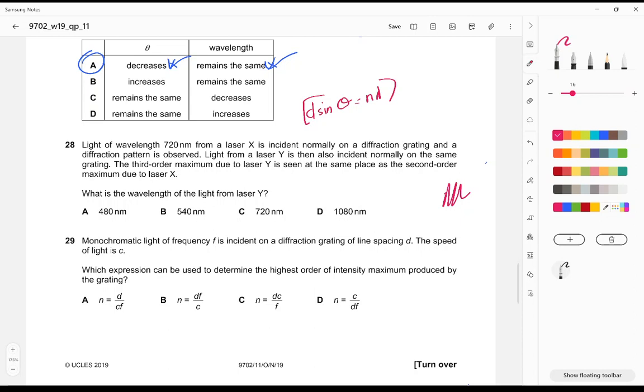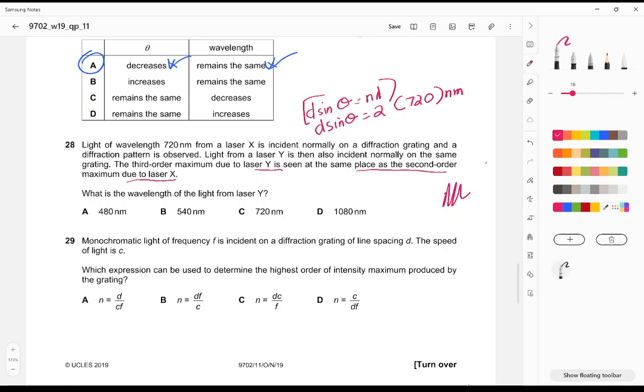Light of wavelength 720 nanometers from laser X is incident normally on a diffraction grating and a diffraction pattern is observed. Light from laser Y is then incident normally on the same grating. The third order maximum due to laser Y is seen at the same place as the second order maximum due to laser X. So for laser X this is second order, and lambda is 720 nanometers. We'll most probably get rid of the units. What is the wavelength of the light from laser Y?